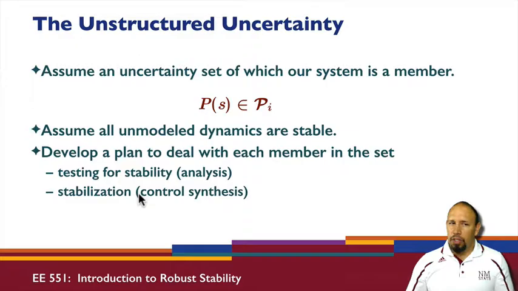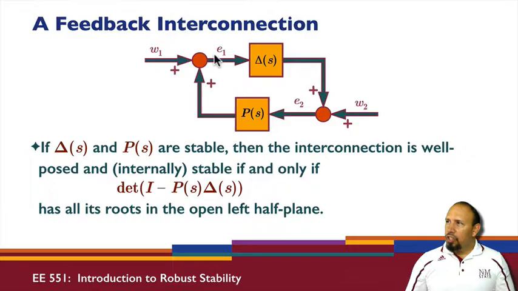All right. A common way of looking at uncertainty involves a feedback interconnection. This feedback interconnection turns out to be a pretty critical approach to analyzing a system that has unstructured uncertainty in it. So I have this loop with unstructured uncertainty. If delta and P are stable, then the interconnection is well posed and internally stable if this determinant has all its roots in the open left half plane. So we have two issues, well-posedness and internal stability.